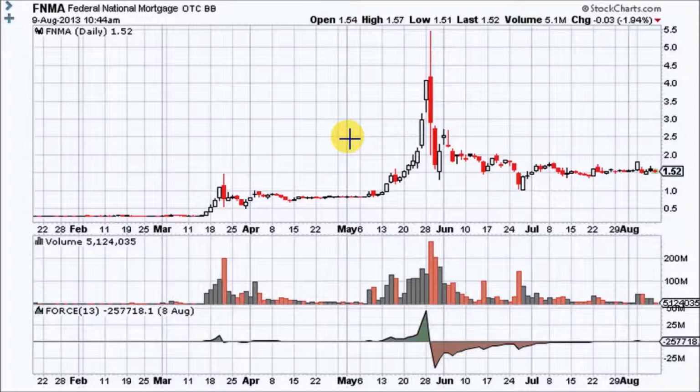Now let's take a look at FNMA and the force index 13. Okay, not much happening in this zone, running totally flat, no volume at all. Then right here, the first little inkling that something's going on, a little bit of volume. Force index doesn't move. It wasn't enough to move it.